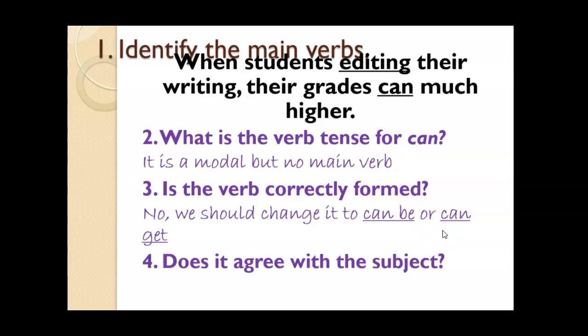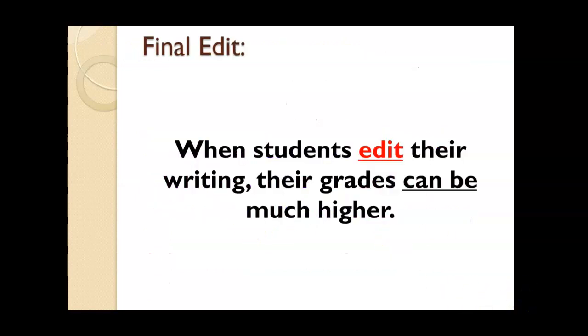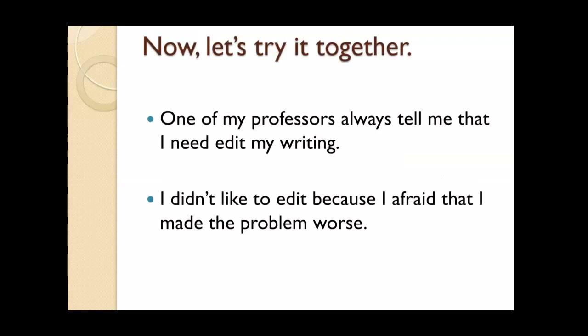Does this verb agree with the subject? Yes, it does. We don't need to worry about agreement because we never use a third person s with modals. We always just use the modal and then the base form of the verb. So this with can be or can get would be correct. So here we see our final edit. When students edit their writing, their grades can be much higher.